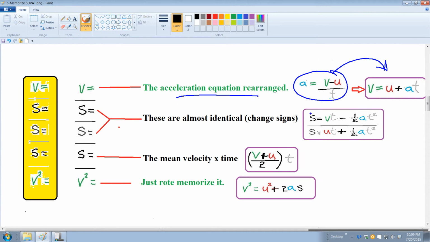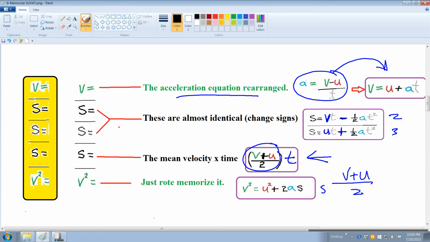The second and third equation are very similar to each other. The second equation here has a minus sign in it and has the initial or final velocity in it. The third equation has a plus sign and initial velocity in it. So other than that, they're exactly the same equation. The fourth equation is the average velocity. One way we do average velocity, remember, was final velocity plus initial divided by 2 times time.